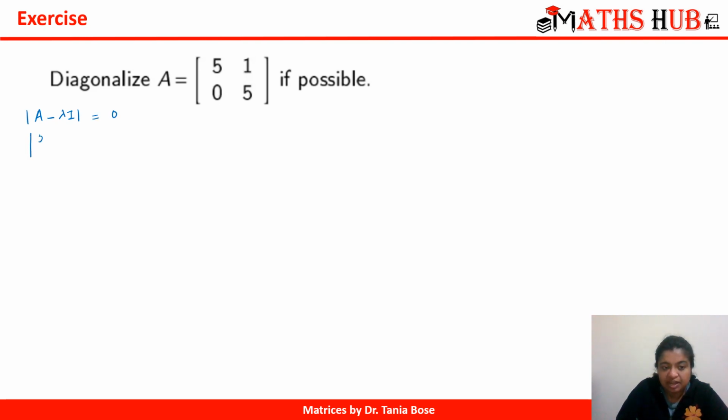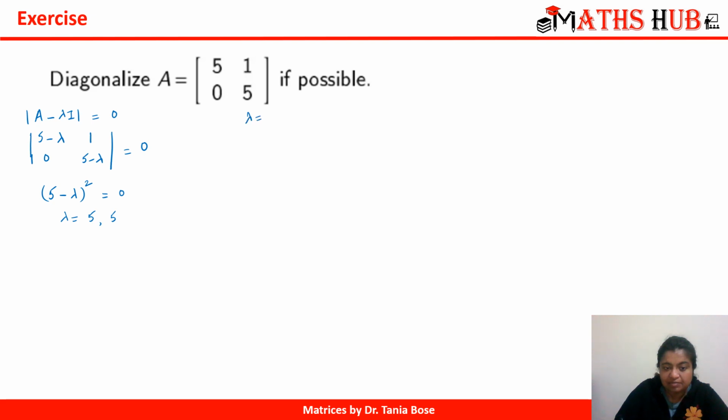So in this case, we have 5 minus lambda, 1, 0, and 5 minus lambda. Let's put its determinant equal to 0. When we solve this determinant, we get (5 minus lambda) squared minus 0 is equal to 0. So when we solve this, we get the two eigenvalues as 5, 5. Now for these two eigenvalues, if I get two different eigenvectors, then diagonalization will be possible. And if I don't get two different eigenvectors, then it is not possible.